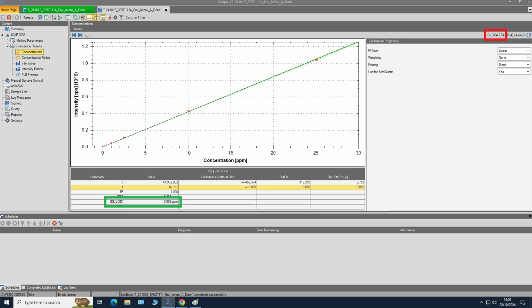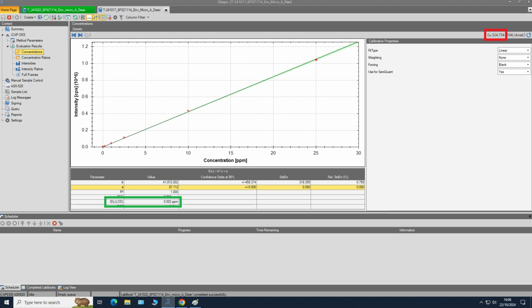The instrument software then uses the straight line equation y equals mx plus c to determine the concentrations of our unknown samples. In the red box on the right hand side, we can see the wavelength of light at which copper is detected. This is the same wavelength of light that copper emits when it undergoes excitation. The sensitivity of the instrument can be noted here. The sensor can differentiate between wavelengths down to picometer level.